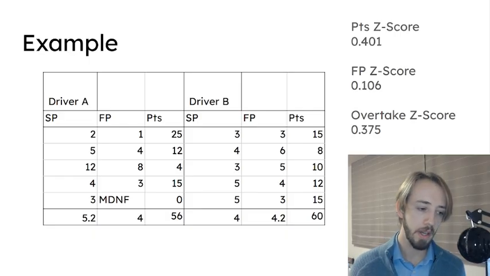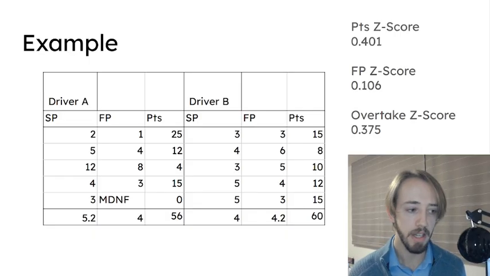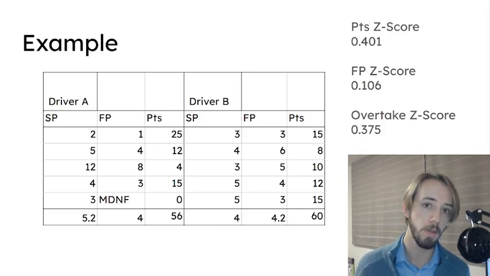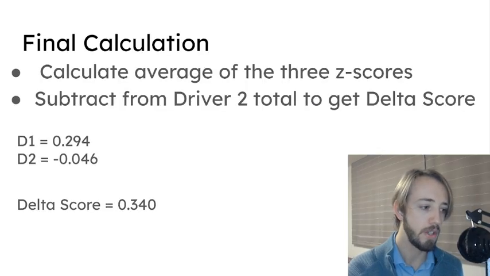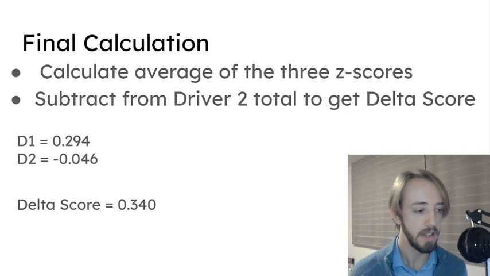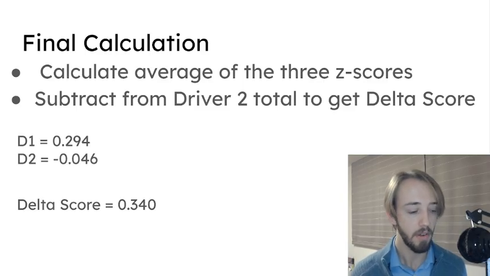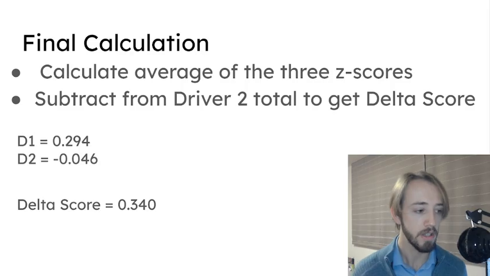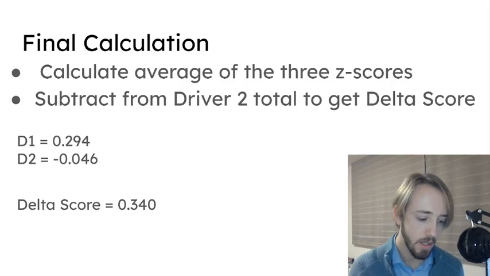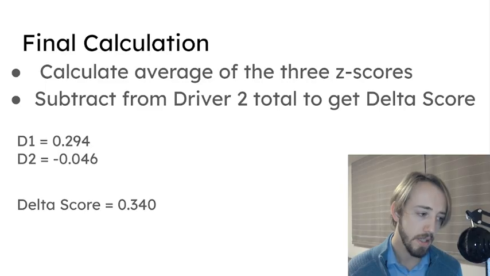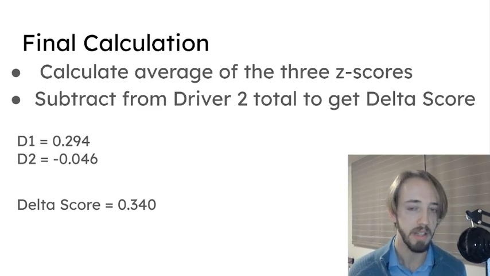So going back to our original example, points Z-score for driver 1, 0.4, finishing position 0.106, and then overtake 0.375. So we've calculated our 3 different Z-scores, and then we just take the average of the 3, and subtract from the driver 2 total to get a delta score. So for driver 1, 0.294 is your final average. Let me just check if that's correct. And then for driver 2, negative 0.046. You subtract the 2 and the delta score is 0.340 in driver 1's favor.